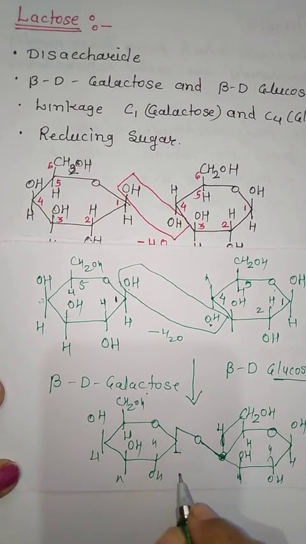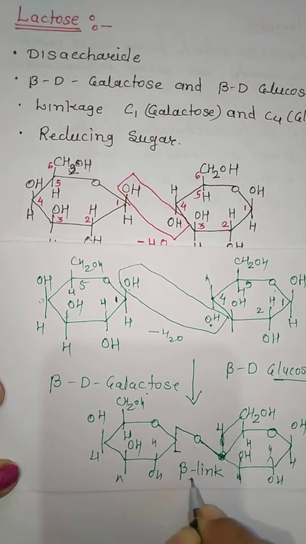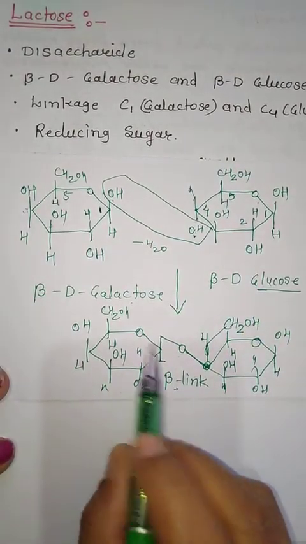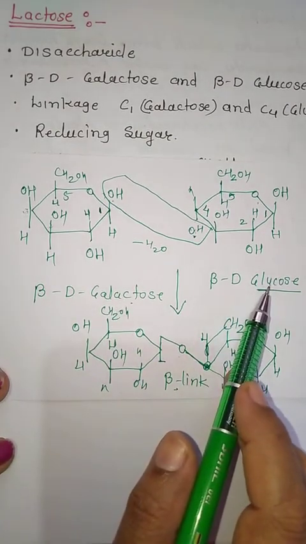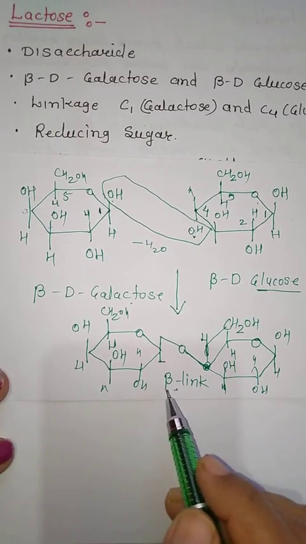इस linkage को हम लोग बोलेंगे beta link. And why will we call it a beta link? It will be called a beta link because here beta galactose and beta glucose were the monosaccharides. So this linkage is called the C1C4 beta link.